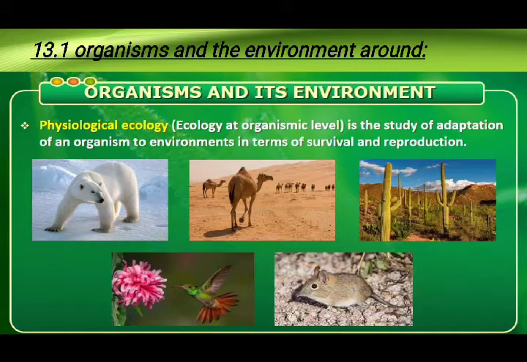So what do you mean by ecology at organism level? It is the study of the adaptation of an organism to its environment in terms of survival and reproduction. It is also known as physiological ecology.